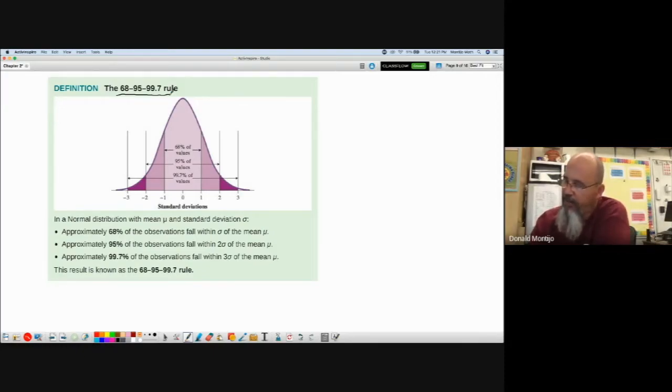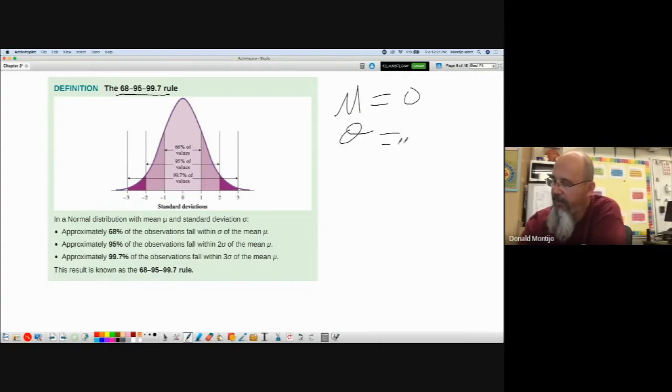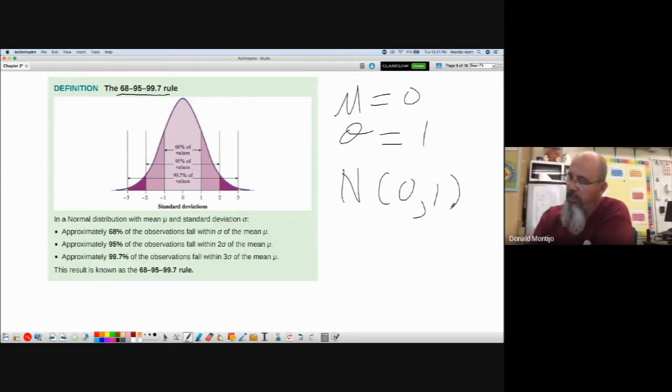So if we say that the mean is 0 and the standard deviation is 1 for this example, I have a normal distribution and I describe it with 0, 1. This is always mu, sigma, always mu, sigma. So we always describe a normal distribution with mean and standard deviation. So in this example, the mean is 0 and the standard deviation is 1.